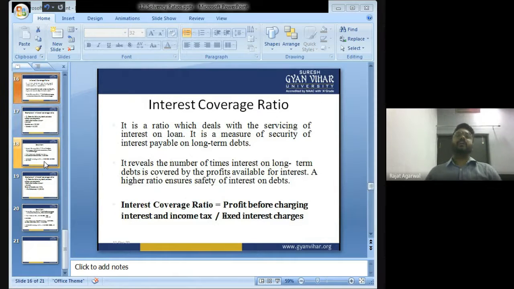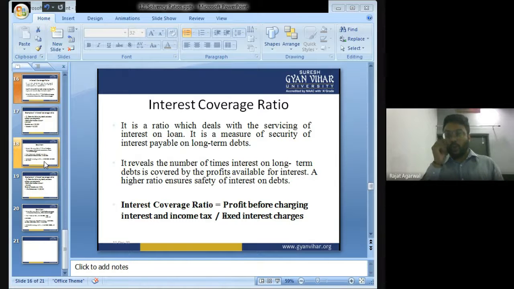Now let us learn to calculate interest coverage ratio. It is a ratio which deals with the servicing of interest on loan. It is a measure of security of interest payable on long-term loans. बच्चों, through interest coverage ratio, we will get to know whether the company is capable enough to pay interest on the long-term loan that the company has taken.